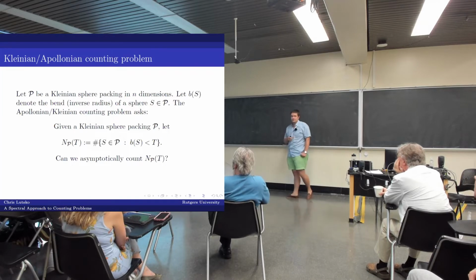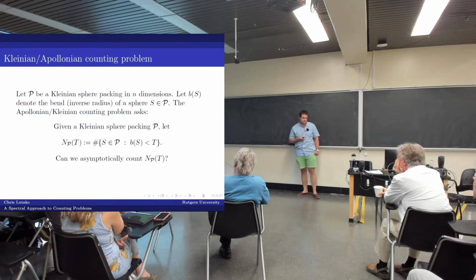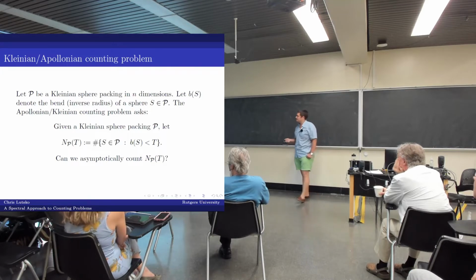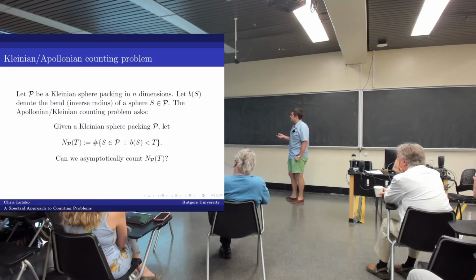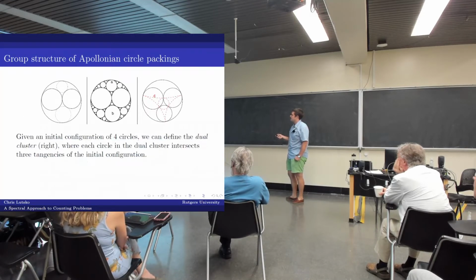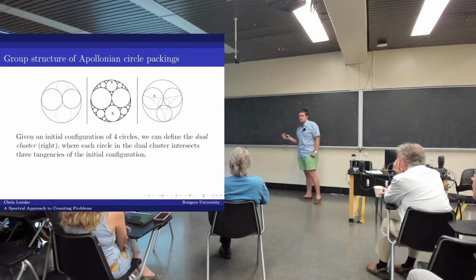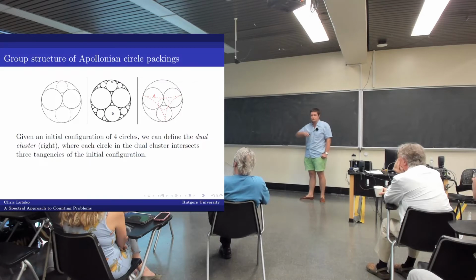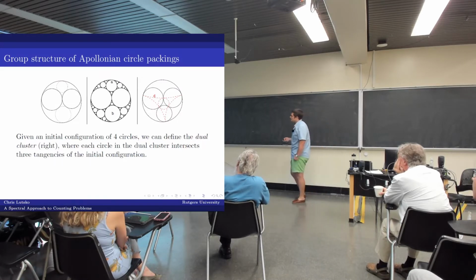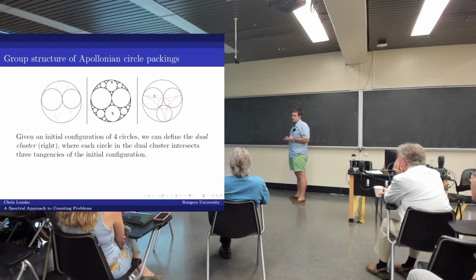The last thing you need is group structure, right? That's what I said at the start, that we need this group structure. And the group structure can be arrived at through this nice construction. So I'm going to start with the Descartes initial configuration. I'm going to add in this fourth circle. And I'm going to connect all of the tangency points, or any 3 tangency points, by circles. This gives me what's called the dual cluster. And it turns out that the packing is the orbit of the initial configuration under inversions in these dual circles.